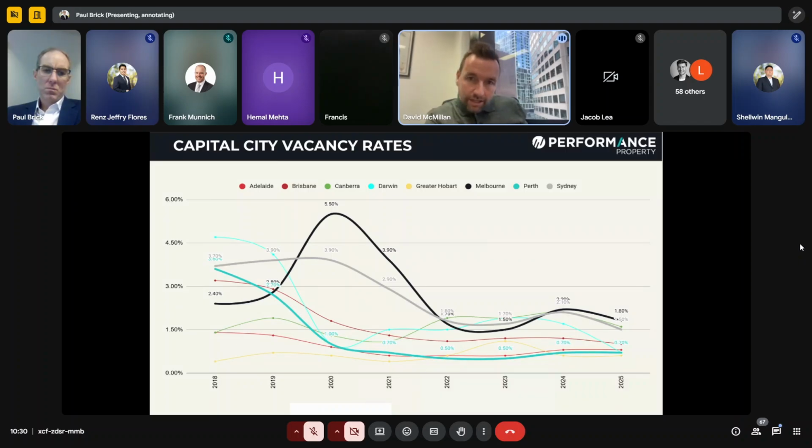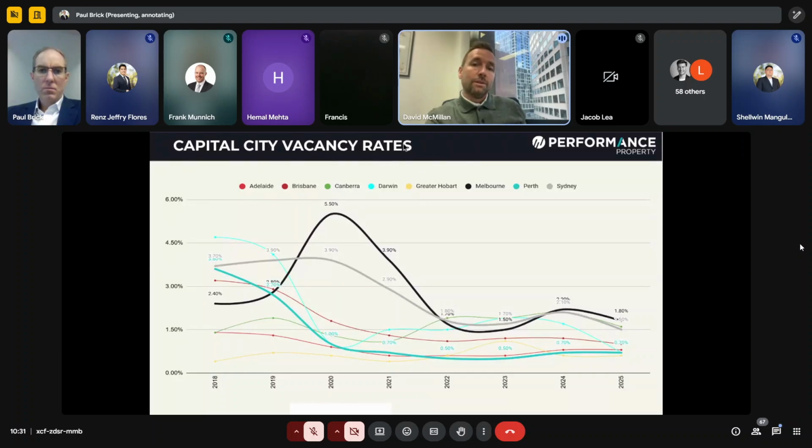You can see these are the capital cities. You can see the vacancy rate's been trending down since 2020. We haven't been building enough, and now all vacancy rates are sort of 2.5 or below, and a lot of them are below 1%, which effectively means double-digit rental growth, which is great news for property investors.